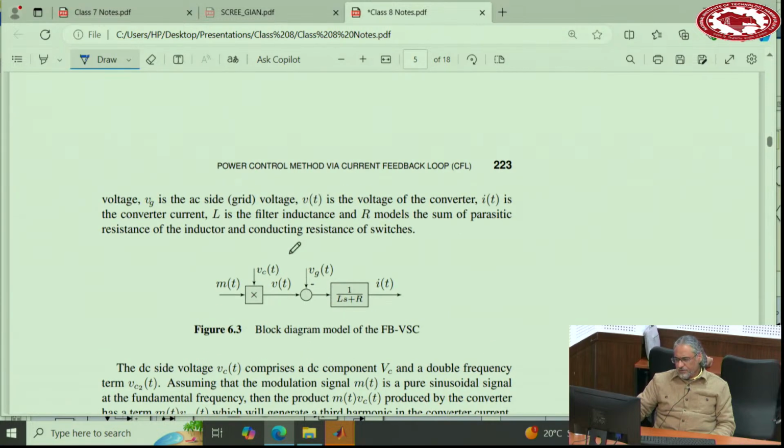First of all, if you look at the diagram, M multiplied by VC gives you V, minus VG, pass through this impedance, that gives you the current. This is the model of the converter.